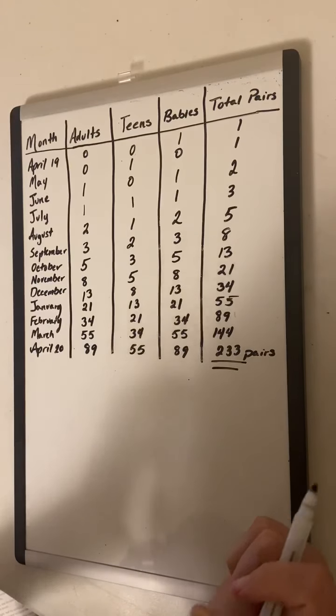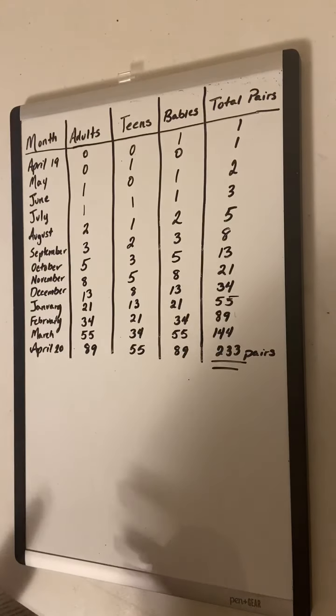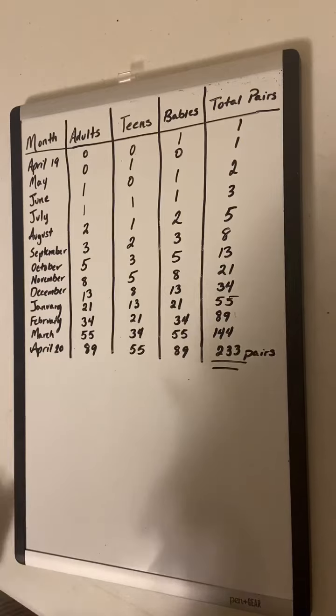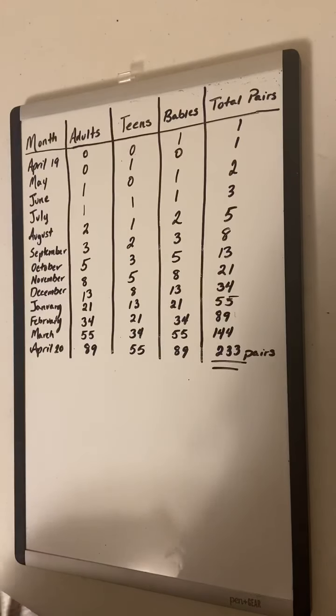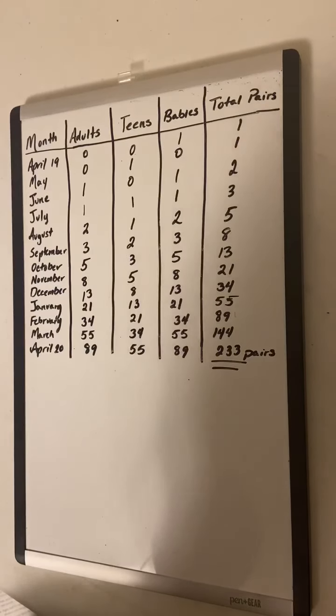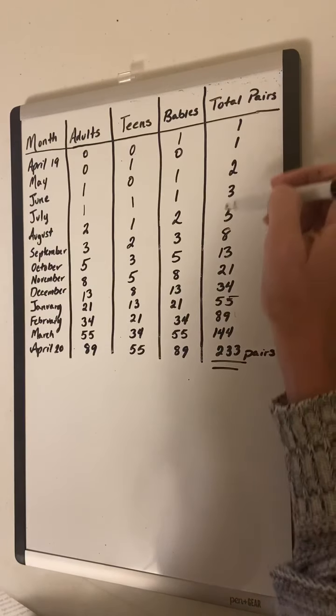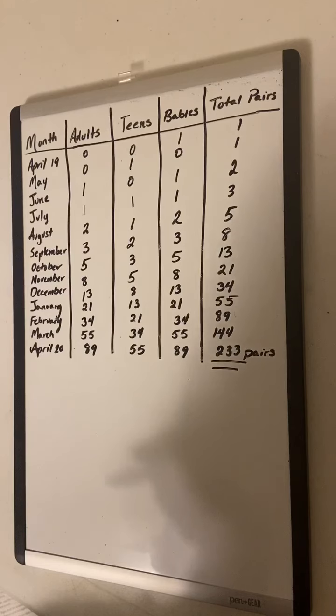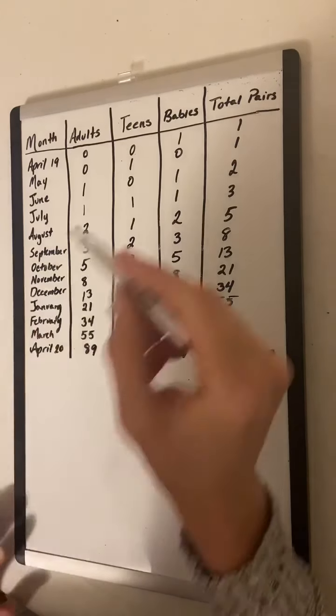Now, this one, you kind of wanted to map it all out. There really isn't too much of a shortcut, but there are some interesting features about this that I do want to point out. What would that interesting feature be? Look at the total pairs column. Look at those numbers. What you indeed have is the Fibonacci sequence.